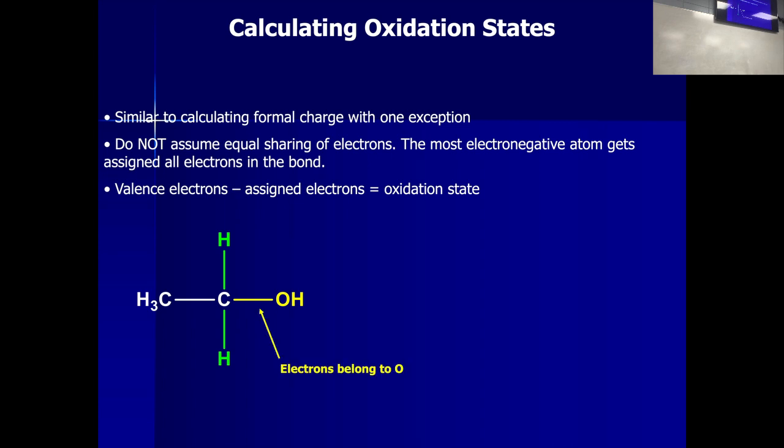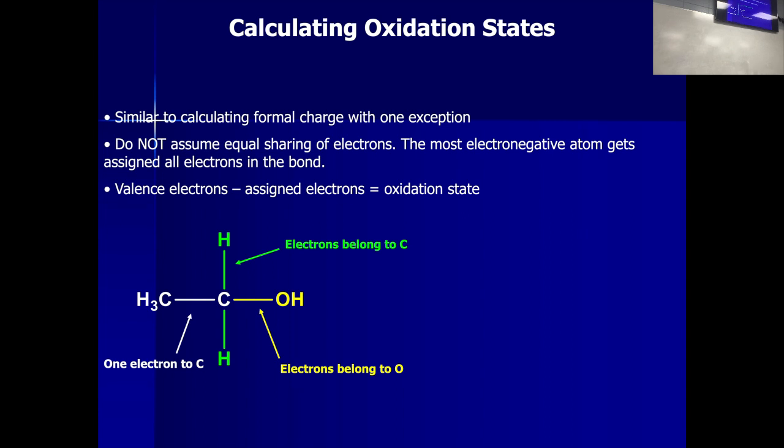Okay? So, when I look at this carbon-oxygen bond, what's more electronegative, carbon or oxygen? Oxygen. So all of these electrons are formally going to be assigned to oxygen. You always assign the electrons to the more electronegative atom. What's more electronegative, carbon or hydrogen? Carbon. So we're going to assign those electrons to carbon, in both of them. What about when I have a carbon-carbon bond?